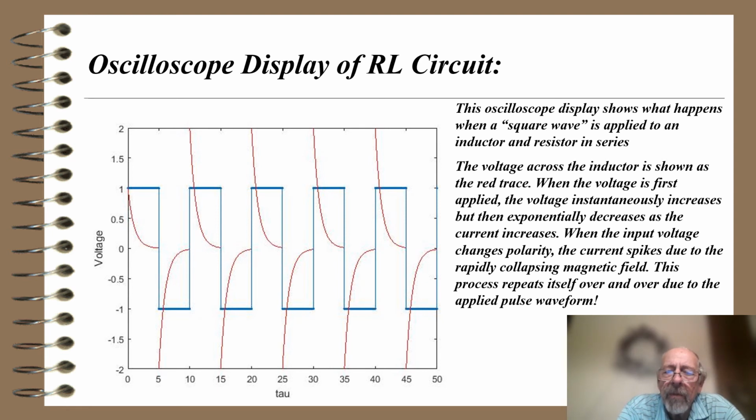When the input voltage changes polarity, the current spikes due to the rapidly collapsing magnetic field. This process repeats itself over and over due to the applied pulse waveform. So again, what happens is the current can't change instantaneously for an inductor, but the voltage can. And as a matter of fact, the voltage can exceed, as shown here, the voltage applied. And again, when all of a sudden the pulse flips its polarity, we get a spike, which again will decrease exponentially. So it's a little more complicated than the capacitor for a resistor and an inductor in series.